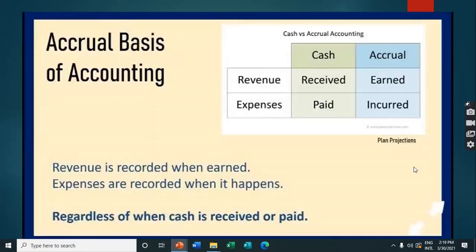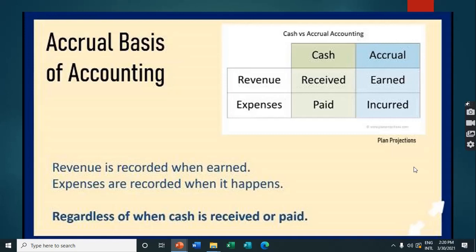Now, let's go to accrual basis of accounting. Ito na yung tinatawag nating accrual concept. So, pag sinabi nating accrual concept, ayan, revenue is recorded when earned, expenses are recorded when it happens, regardless of when cash is received or paid. So, kahit hindi mo natanggap yung pera or kahit hindi ka nagbayad, i-record mo pa rin yung transaction mo as a revenue or as an expense.